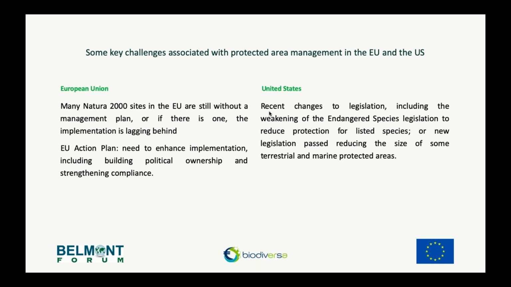In the United States, the challenges are also related with the still not complete management of all protected areas, but also the current administration has recently weakened the endangered species legislation to reduce protection for listed species. It has also reduced the size of some protected areas, in some cases over 80%. This is the largest reduction in protected areas in the nation's history. It is also relevant to mention that the US government has not yet appointed a new director to the National Park Service since the previous one's retirement in 2017.